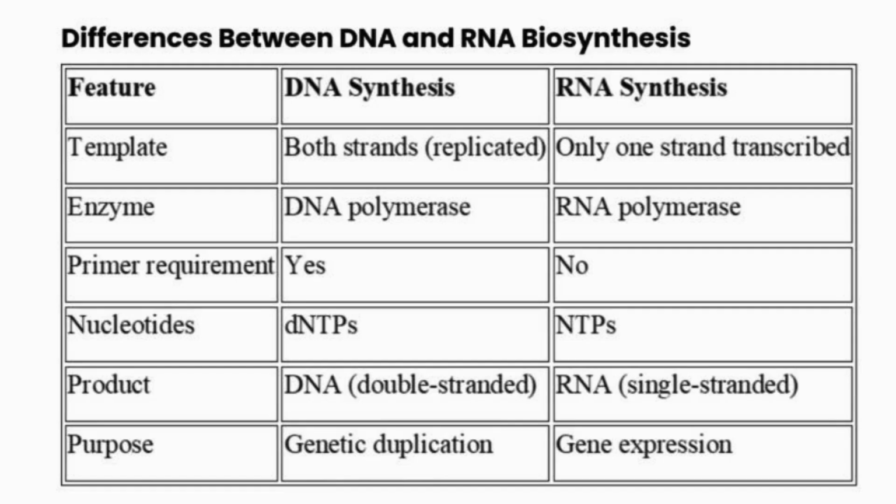Differences between DNA and RNA biosynthesis. Template: in DNA synthesis both strands are replicated; in RNA synthesis only one strand is transcribed. Enzyme: DNA polymerase versus RNA polymerase. Primer requirement: yes for DNA, no for RNA. Nucleotides: dNTPs versus NTPs. Product: DNA is double-stranded, RNA is single-stranded. Purpose: genetic duplication versus gene expression.